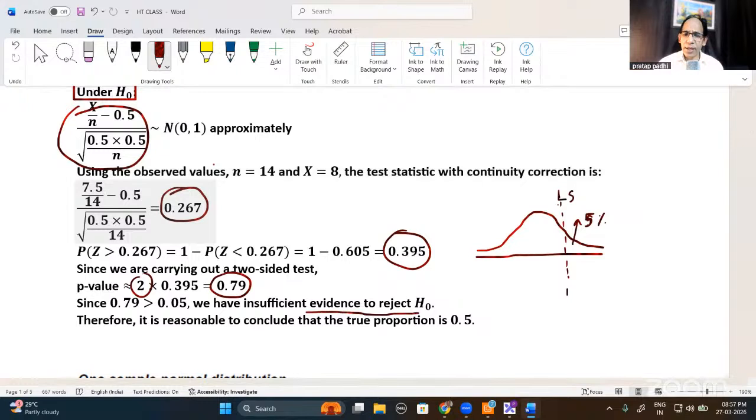Sometimes we write we accept, but how can you accept? We reject a hypothesis or we are unable to reject. Here, insufficient evidence to reject. We cannot reject. I mean, you can say roughly accept, which is not true, but yeah, that you can say. There is insufficient evidence to reject this one. That means you are accepting. Okay, what are we accepting?